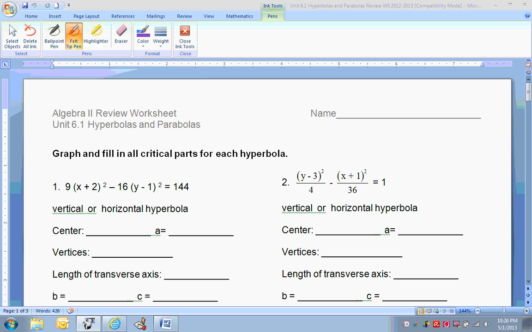On the first problem, they're wanting us to graph and fill in all critical parts for each hyperbola. Well, if you notice in problem 1, our hyperbola equations are normally set equal to 1. So that's the first thing I'm going to do. And in order to get this set equal to 1, I have to divide everything by 144.